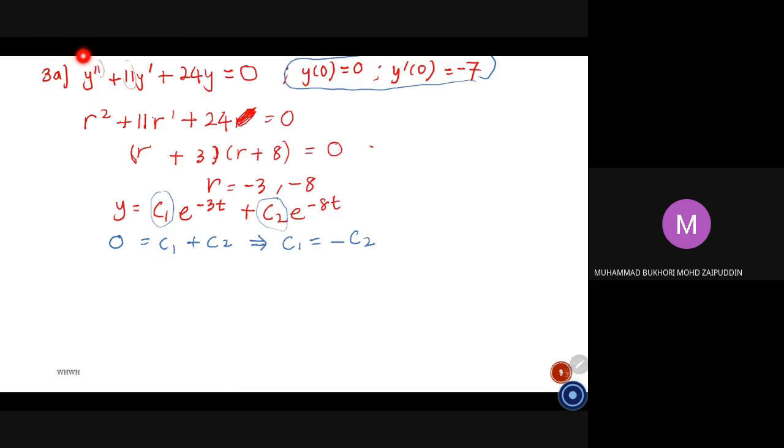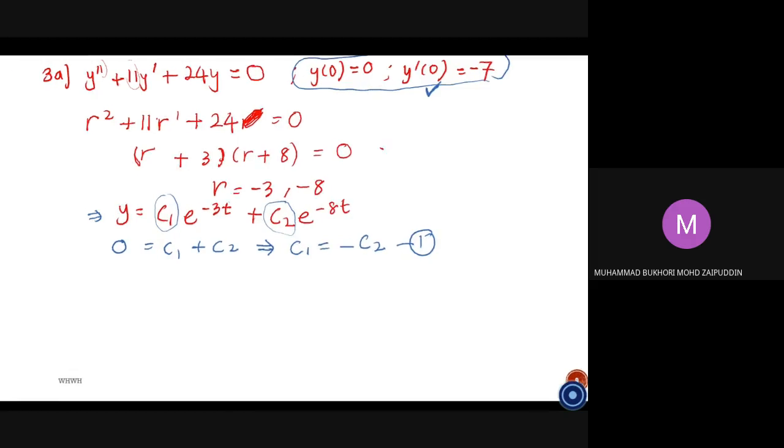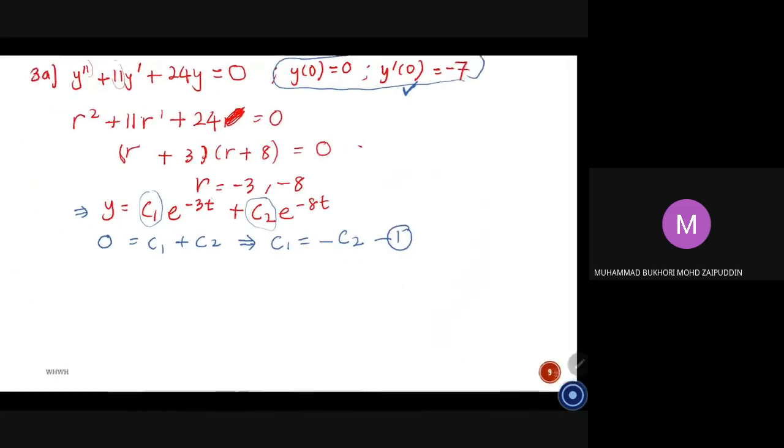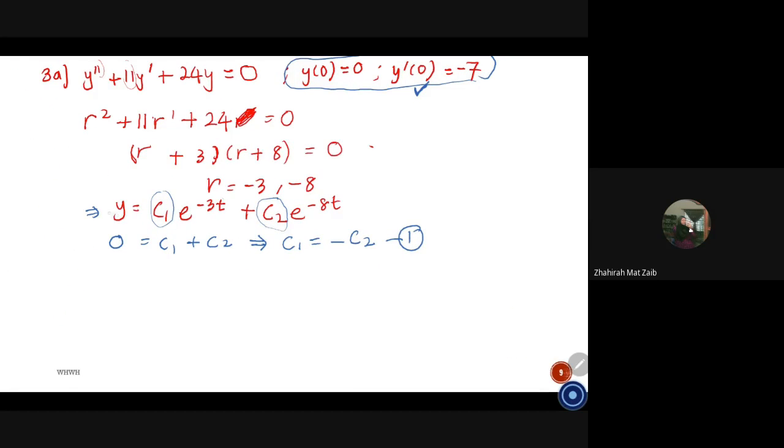So what we need to do, we need another equation. This is our first equation. From where can we get the second equation? We have the second initial condition, which is y prime 0 equals to negative 7. But what we have now is y. So macam mana dapat y prime? How can we get y prime, class? Kita kena buat apa? Differentiate. Yes, we need to differentiate y ni.